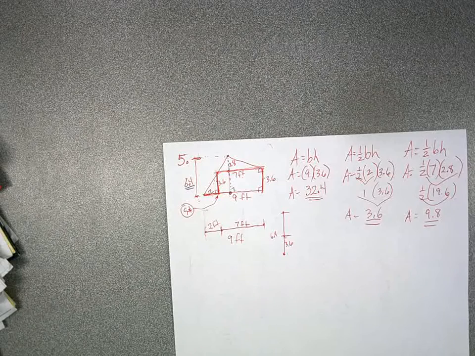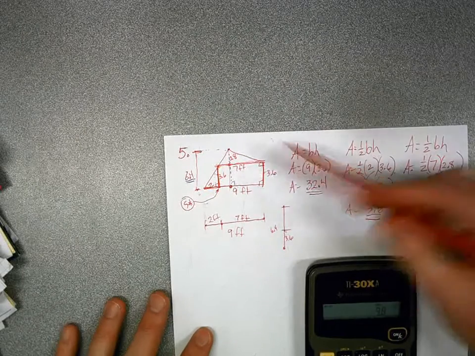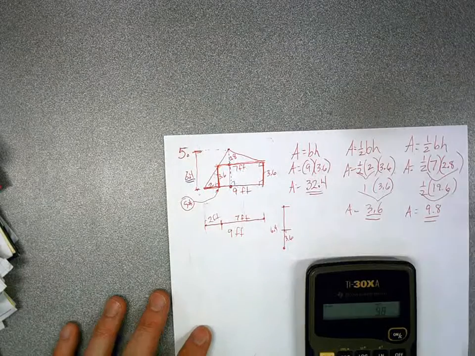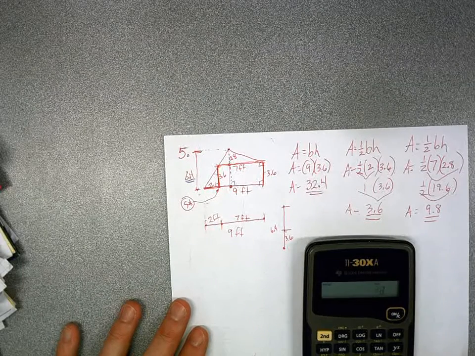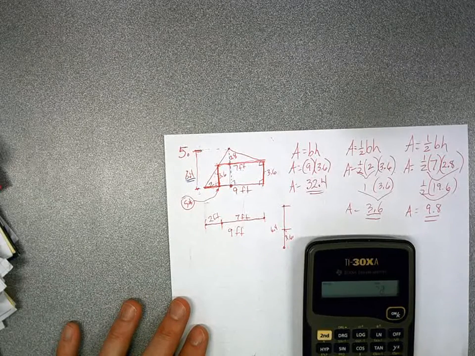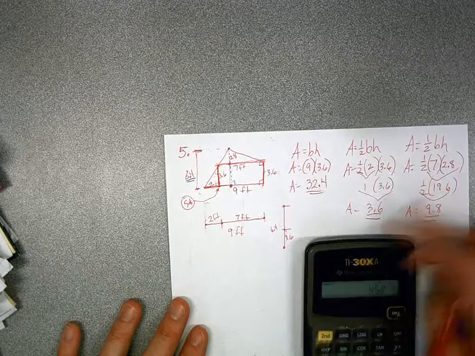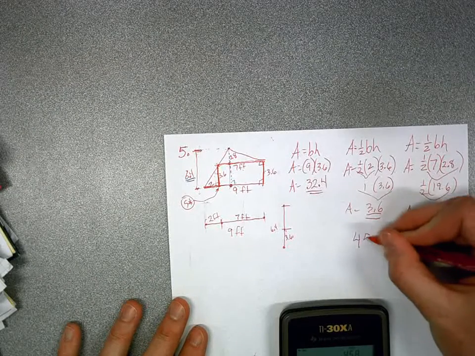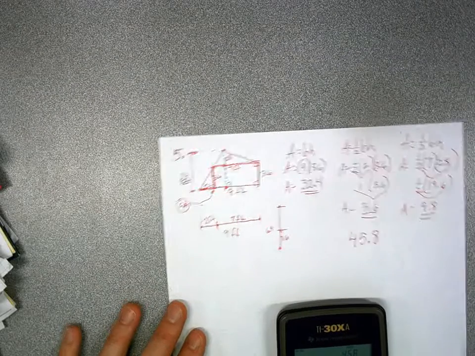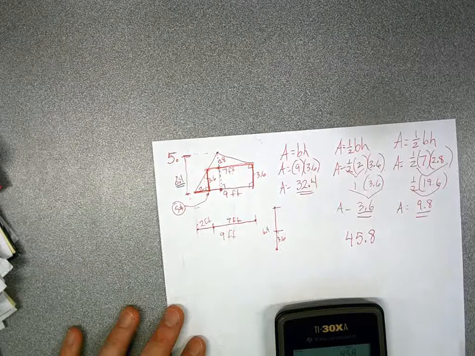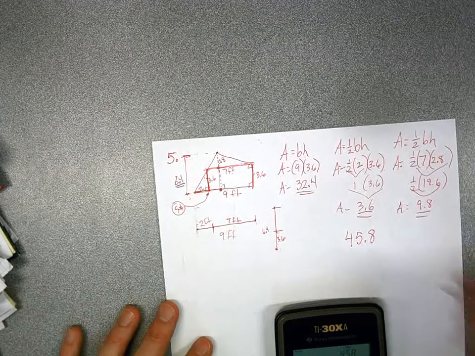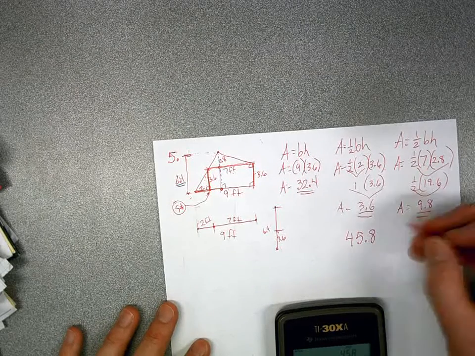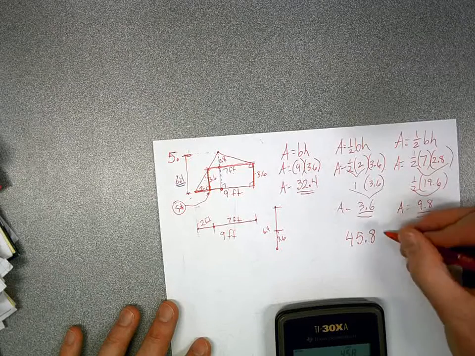All right, and then here we go. Find out the total area. I'm going to add all three of those. So 9.8 plus 3.6 plus 32.4 equals 45.8. It does say round to the nearest tenth, but it's already to the nearest tenth. Don't forget our units. It's all in feet, so we're talking 45.8 square feet.